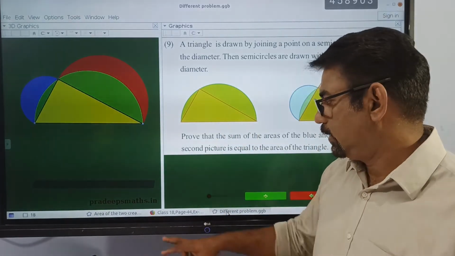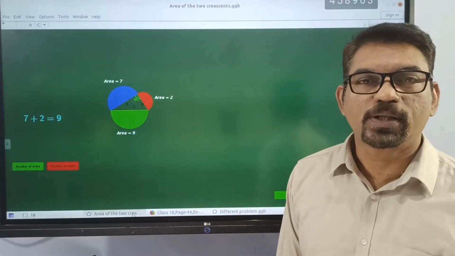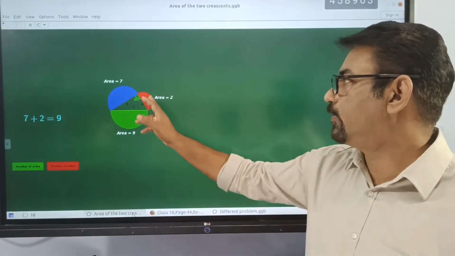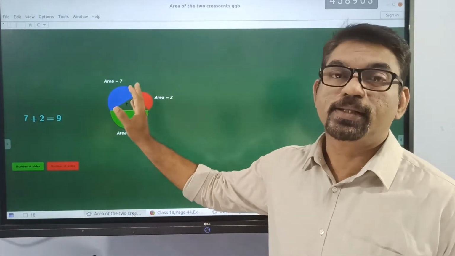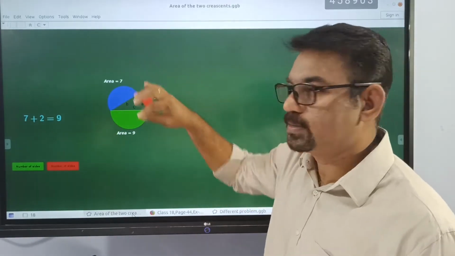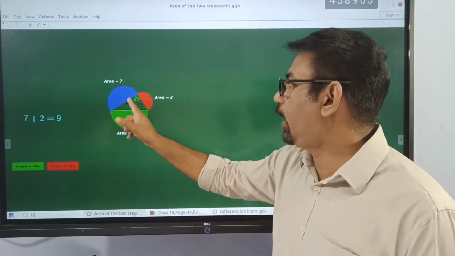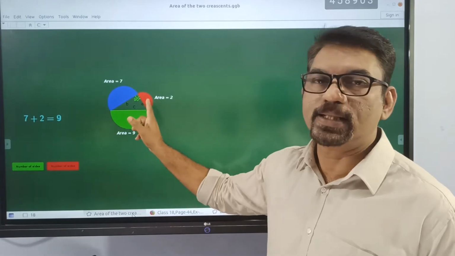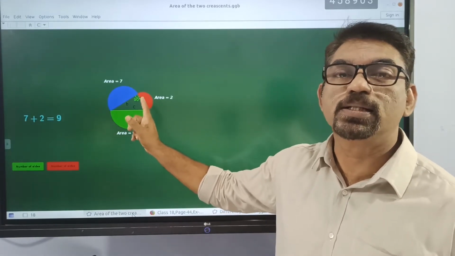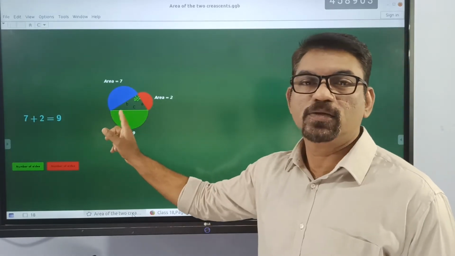Just before that, let's see something very important and interesting. Here we have a triangle, with a right angle at this point. A and B are the lengths of the smaller sides, or orthogonal sides, or perpendicular sides. And C is the length of the hypotenuse.